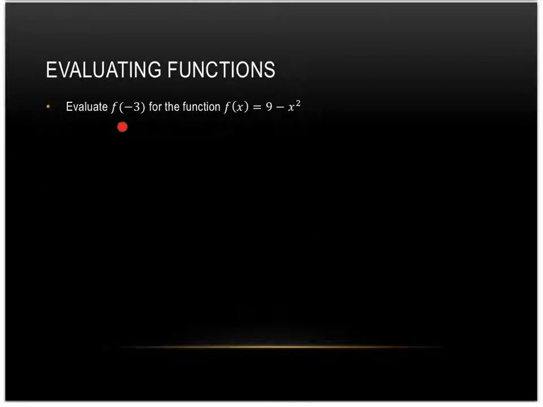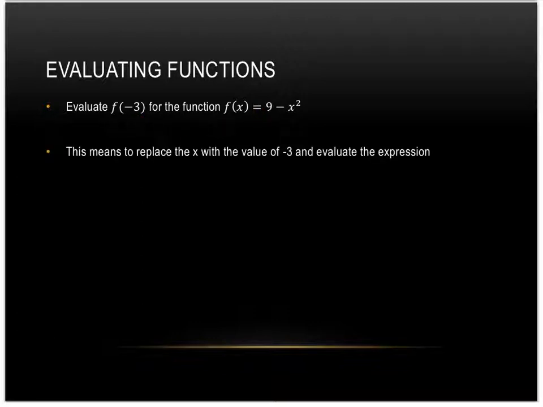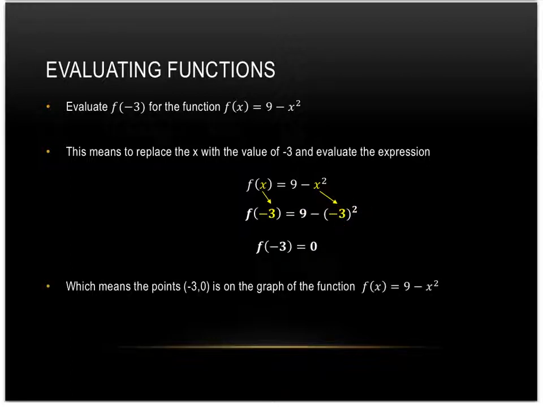So if I wanted to evaluate a function for a particular value, I just simply plug it in. So I replace the x with the value of -3, and then I evaluate the expression. There's my -3's. And you remember that, oh, please excuse my dear Aunt Sally? I do this first, my exponent, so -3 times -3 is a +9, and then 9 minus 9 gives me 0. Which means the point -3, 0 is on the graph of this function.